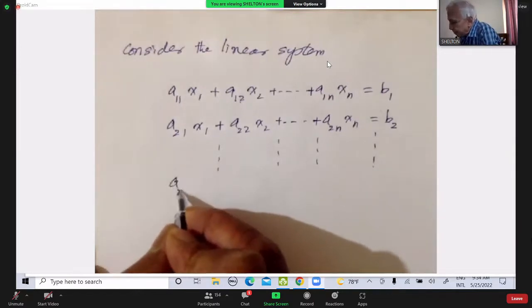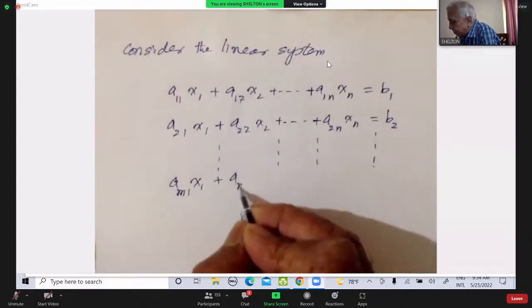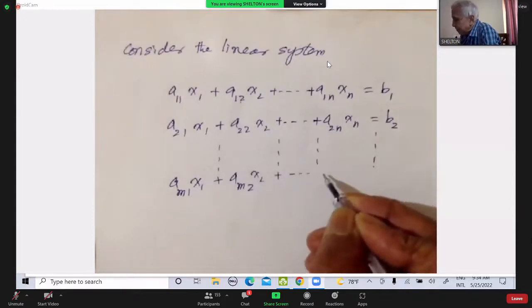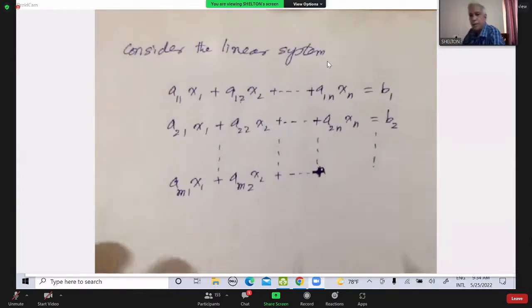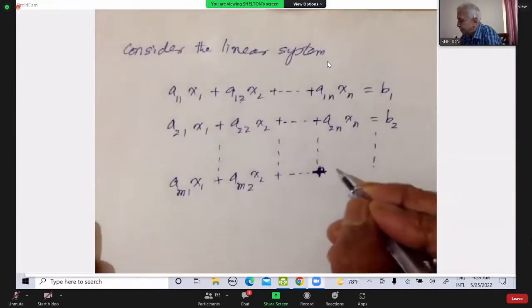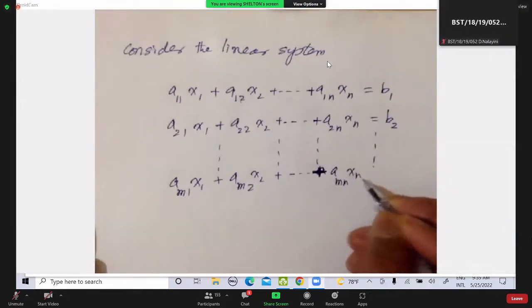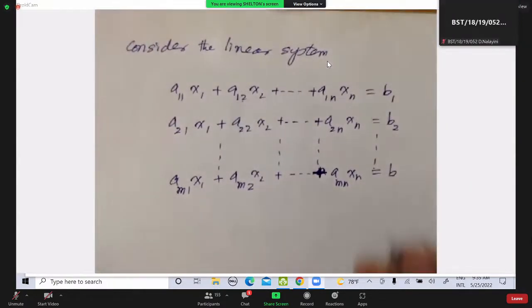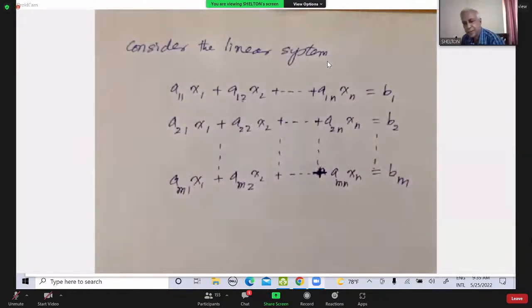a m1 x1 plus a m2 x2 plus ... plus a mn xn equals b m. Consider this linear system of equations. We just write the equations one below the other and continue.